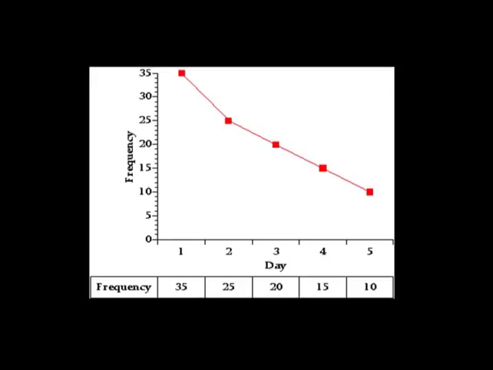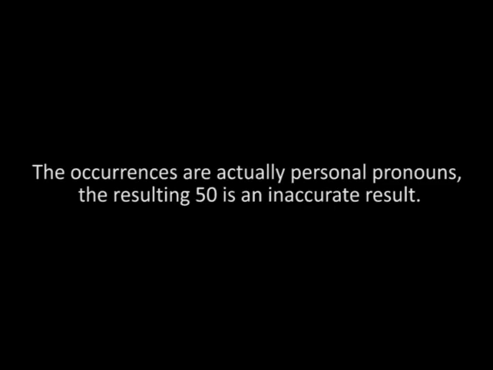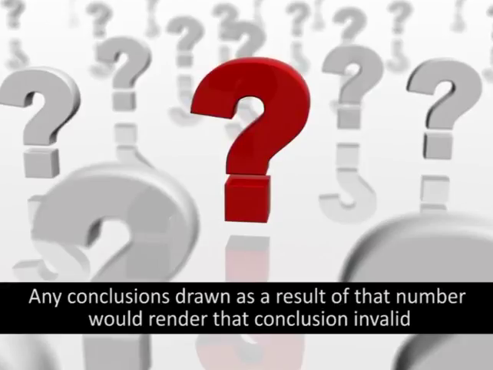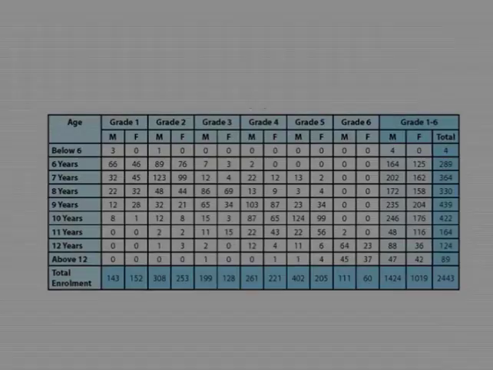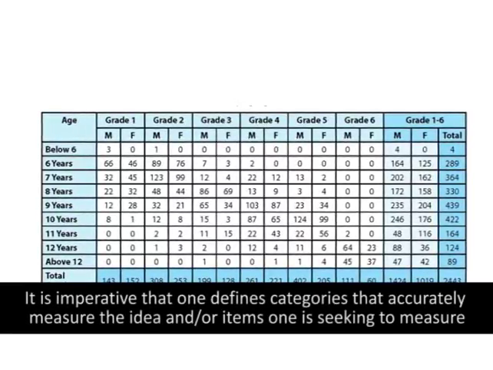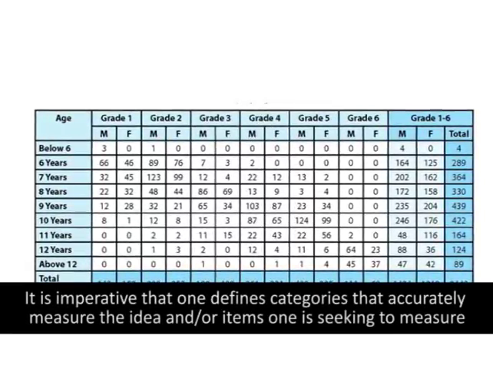For example, one may find 50 occurrences of the word mine, but if one is only looking specifically for mine as an explosive device and 17 of the occurrences are actually personal pronouns, the resulting 50 is an inaccurate result. Any conclusions drawn as a result of that number would render that conclusion invalid. The generalizability of one's conclusions then is very dependent on how one determines concept categories, as well as on how reliable those categories are.